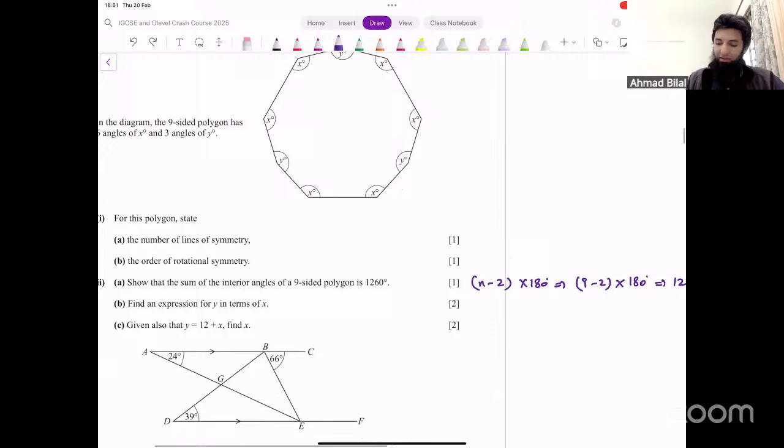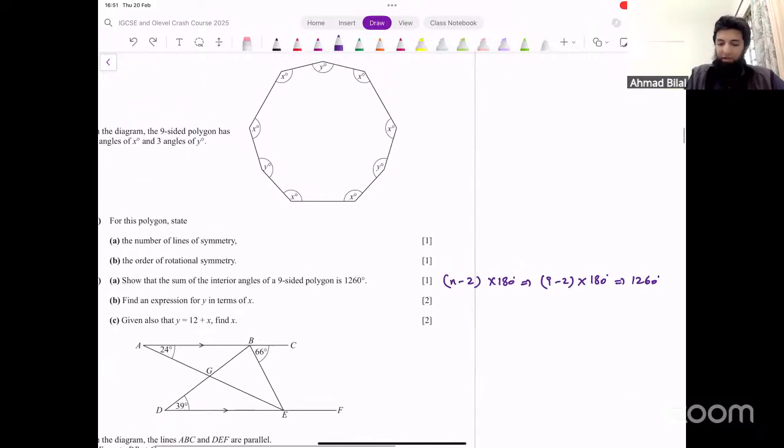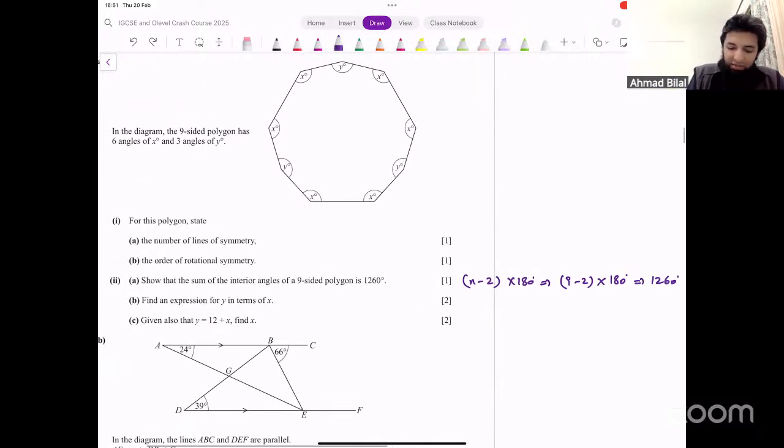Now look at that diagram that we have. We have 6 angles of x and 3 angles of y. We know that the sum of all angles is supposed to be 1260. If there are 6 angles that are x, we can say that's 6x. And then 3 angles that are y, that's 3y. If you were to add up all of them, the result should be 1260. And then you can make y the subject. They're saying find y in terms of x. So how can you do that? You can just make y the subject now.